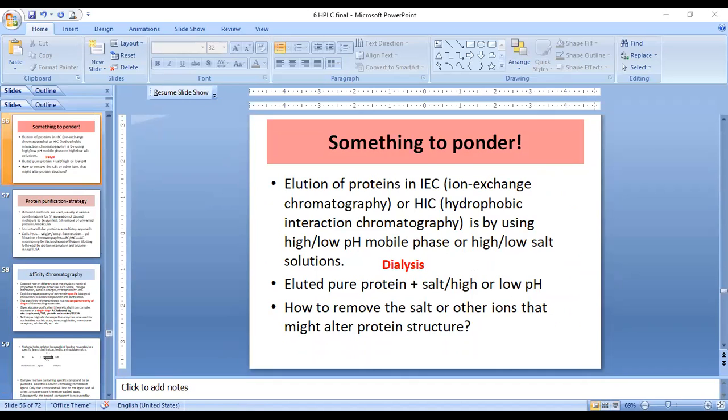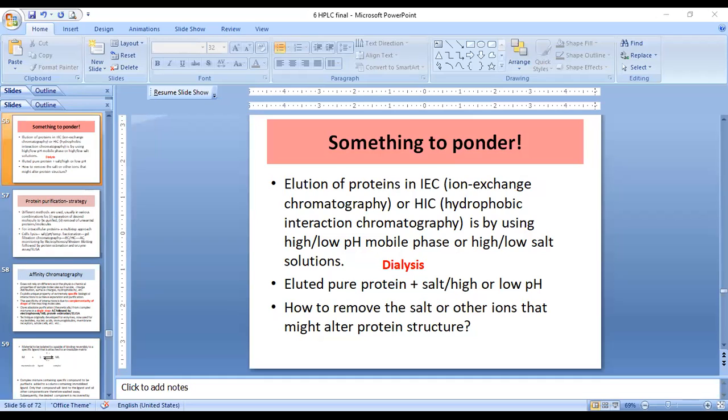In ion exchange chromatography or hydrophobic interaction chromatography, what we do is either we change the pH of the mobile phase, or we change the salt concentration of the mobile phase, and by altering these conditions, we can elute the proteins.